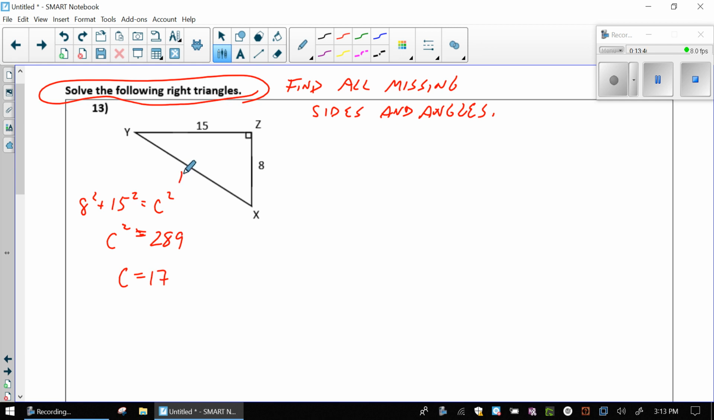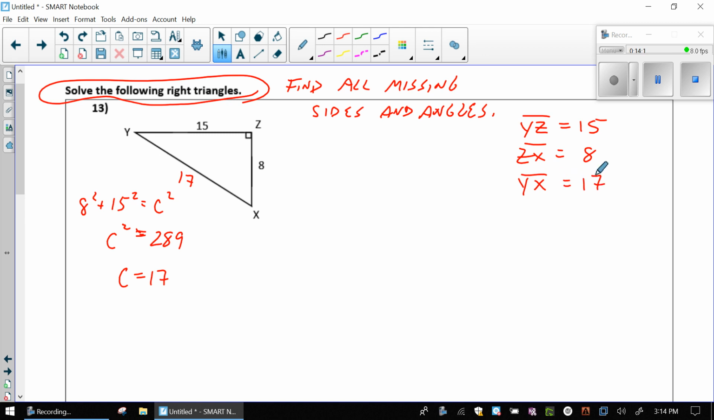So there's our hypotenuse. If it helps you to do that one first. I also like to do this as I'm labeling everything and thinking about what I need. I'll write all the sides over here. So start with what we know: yz equals 15, zx equals 8, and then we got yx equals 17.